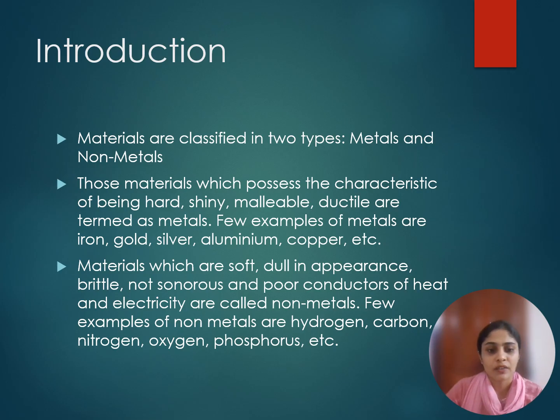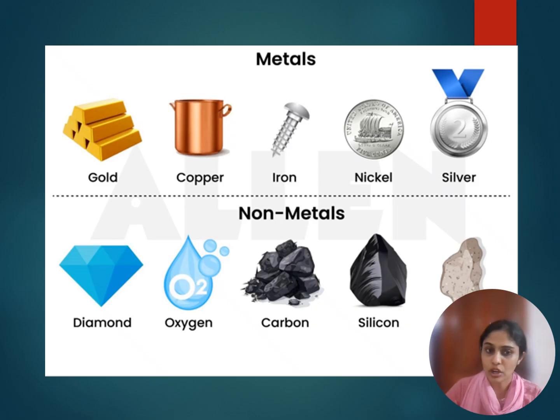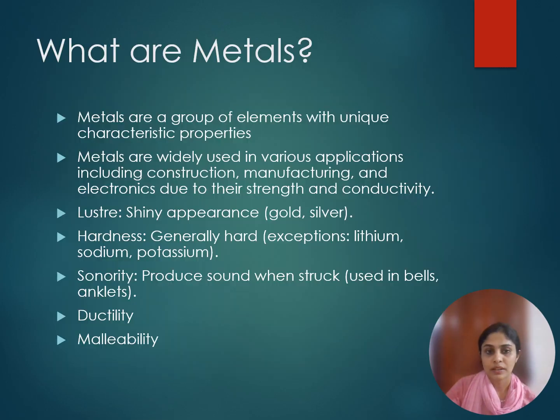Now let's see a few images of metals and non-metals. Gold, copper, iron, nickel, silver. These are the examples of metals. While diamond, oxygen, carbon, silicon, boron. These are the examples of non-metals.